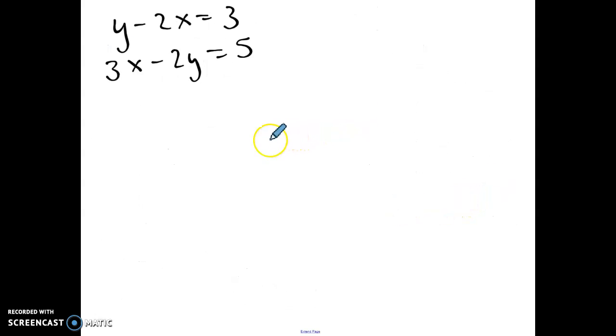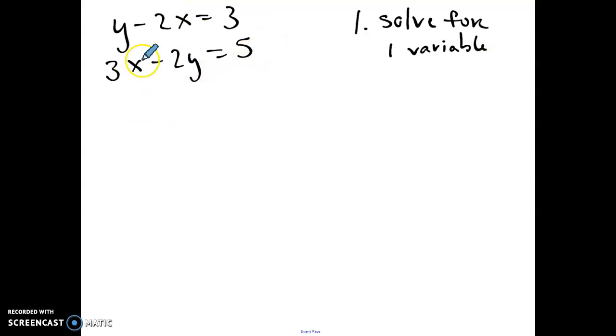Here's one more example. This time, remember, my first step is to solve for one variable. Neither of these equations has it already done for me. So this time I have to choose one of these equations to solve for. When I'm looking at these, all the variables in the second equation have a coefficient, 3 or 2. I want to choose the easiest possible solution.